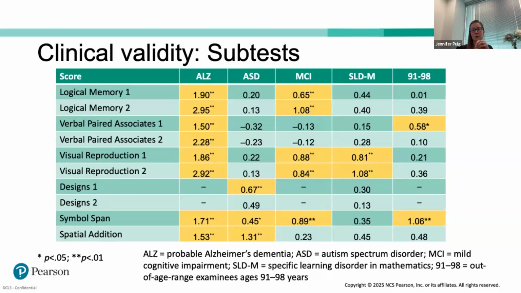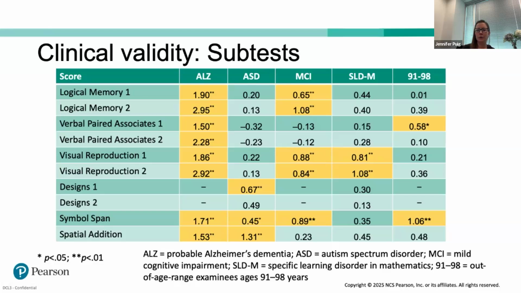The MCI group demonstrated lower performance on the logical memory subtest than matched controls, but they demonstrated equivalent performance on the verbal paired associate subtests. So it seems like the balance between those two sort of came out in the wash for the auditory memory index.